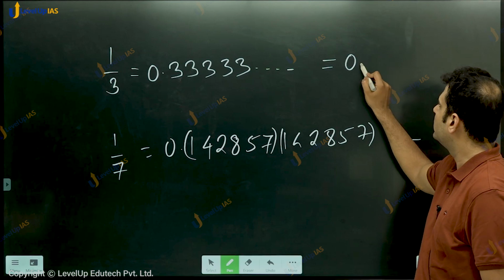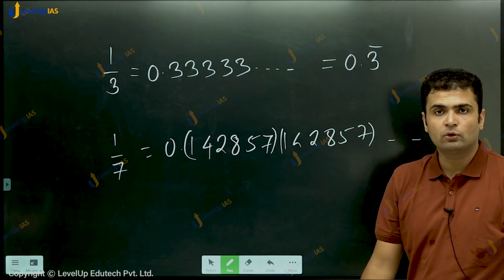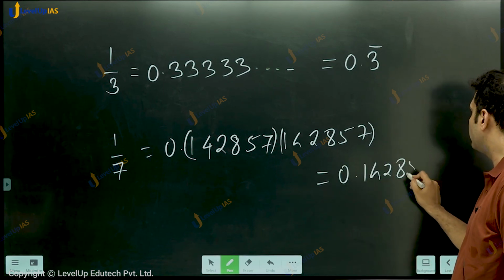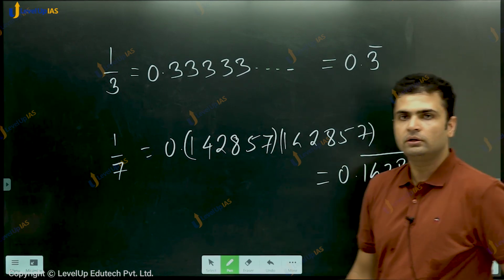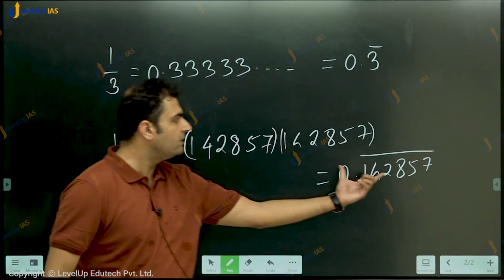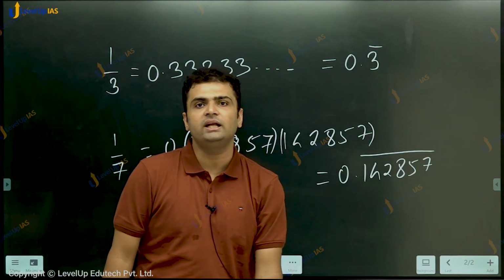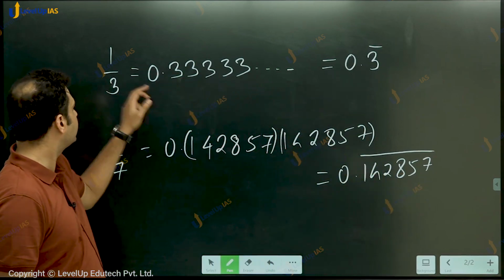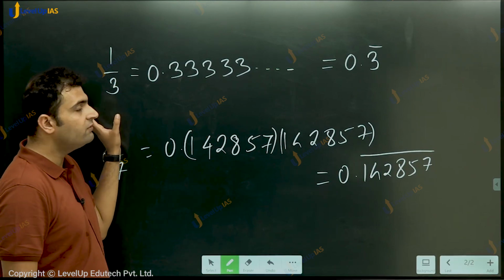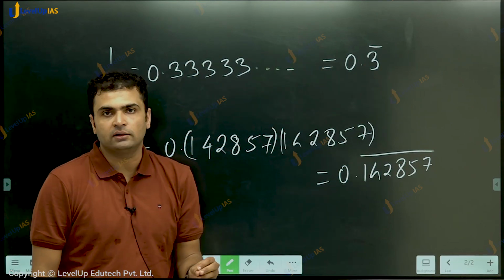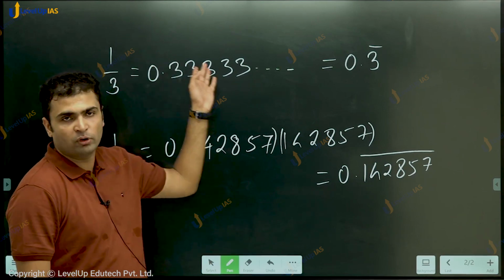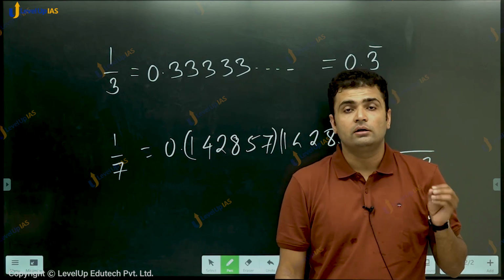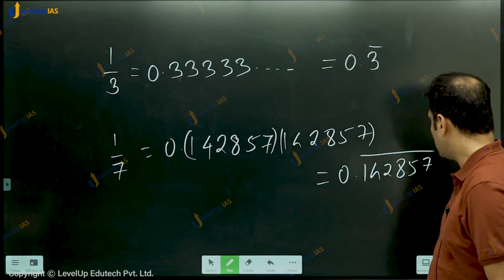So we represent it like this: 0.3, and we put a bar over it. Here what we do, we write it as 0.142857 and put a bar over it. Okay? This bar means that this thing will repeat infinitely many times. This is 0.3 bar, this is 1 by 3, this is 1 by 7. So converting a fraction into decimals is just dividing. If the numerator is less, start from 0 point and keep dividing, and check if the fraction is terminating or non-terminating. That is how the definition goes.